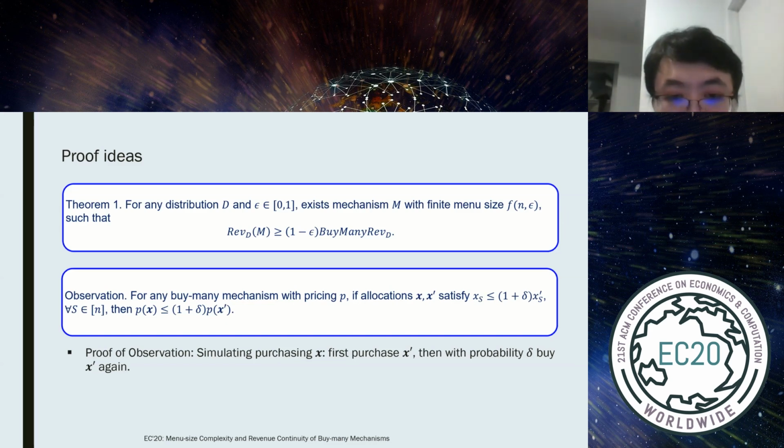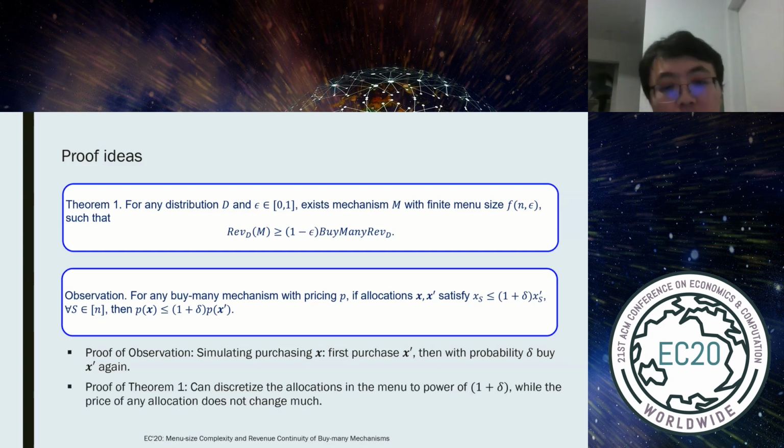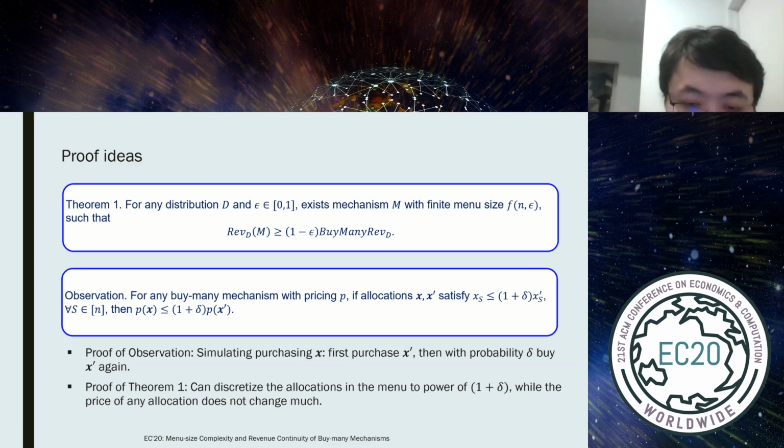So given this observation, the high-level idea of how to prove the theorem is that we can discretize the allocations in the menu to powers of 1 plus delta for each set. And the price of any allocation does not change much. So after the discretization, the menu size is going to be finite. And such discretization of allocations is actually not possible in by-one mechanisms.